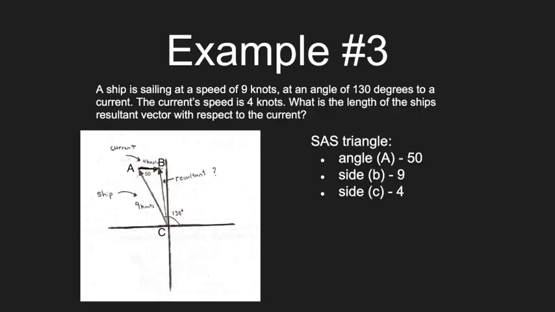In our last example, we will be working with vectors. The question is, a ship is sailing at a speed of 9 knots at an angle of 130 degrees to a current. The current speed is 4 knots. What is the length of the ship's resultant vector with respect to the current? This is a side angle side triangle with angle A being 50 degrees, side b being 9 knots, and side c being 4 knots.